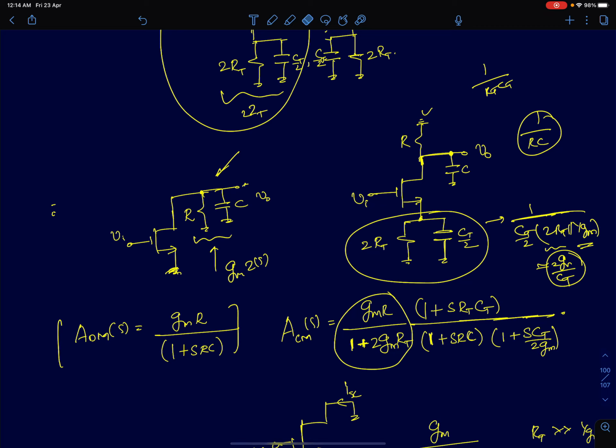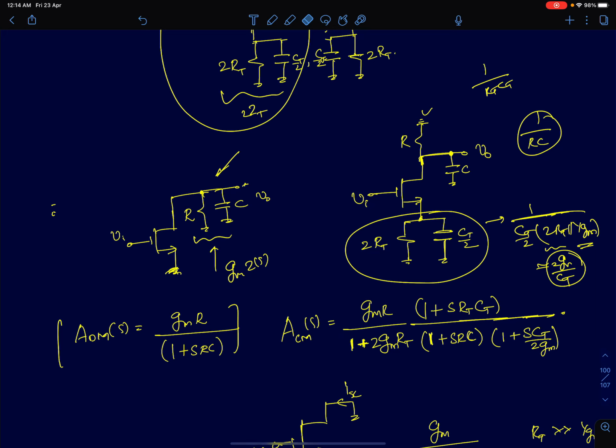So we have 1 plus S RTCT here, that's the zero, and two poles at 1 plus SRC and 1 plus SCT by 2GM. So this is the pole due to the short circuit transconductance. This is the pole due to the output impedance.